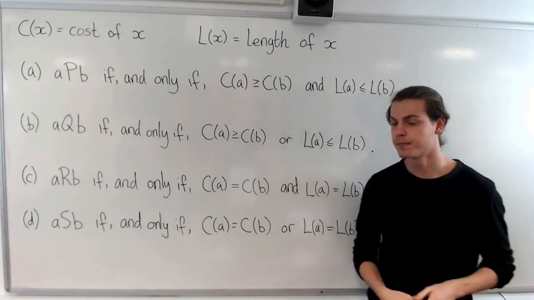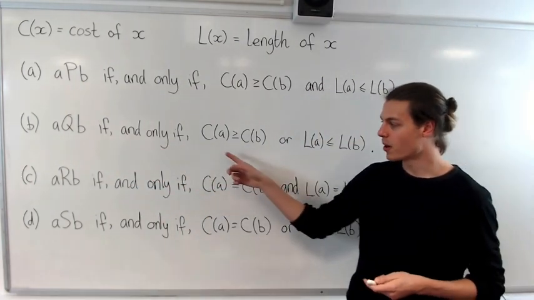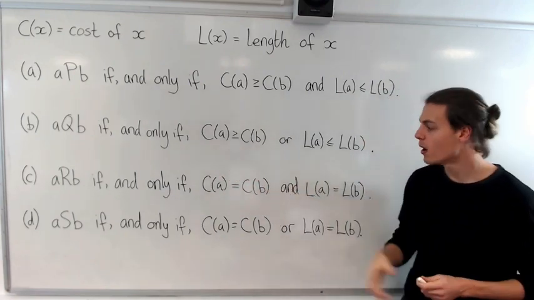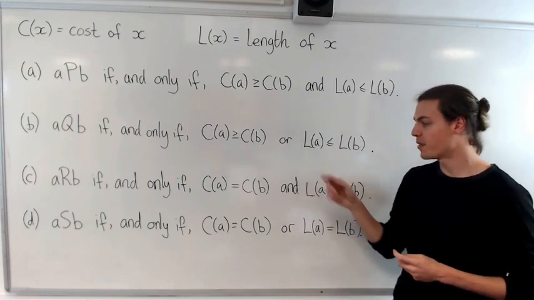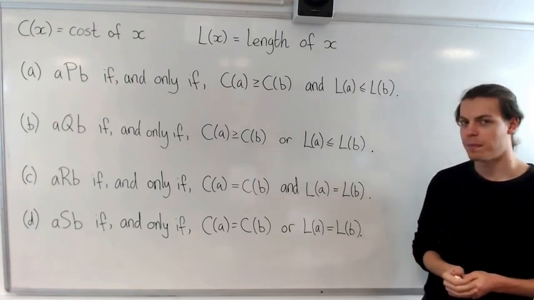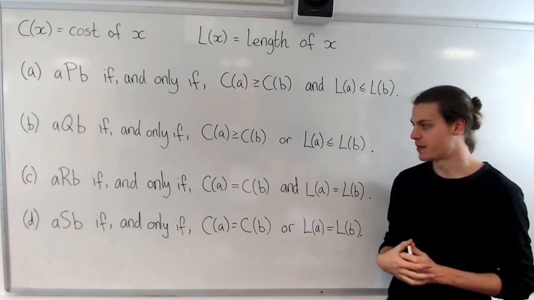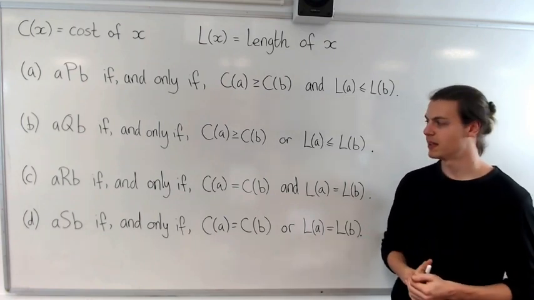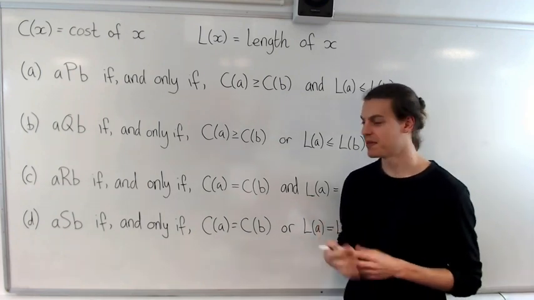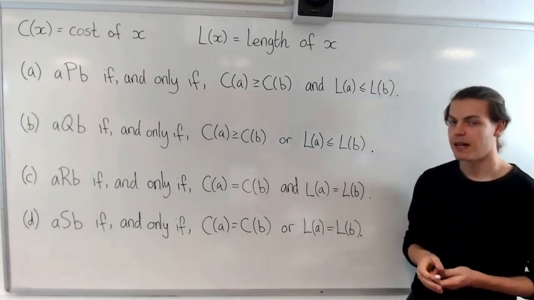Let's look at B. A is related to B if and only if the cost of A is greater than or equal to the cost of B, or the length of A is less than or equal to the length of B. First of all, is this a reflexive relation? Well, yes. The cost of a book is equal to itself, so this condition holds. So it is reflexive.